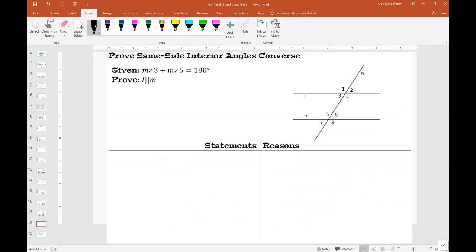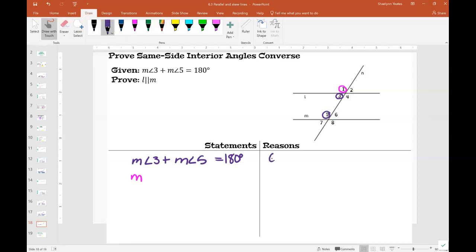All right, and we have one more proof to do. This is going to be same side interior angles converse. So this time our goal is to end with they are parallel. So we're given that angle 3 and angle 5 add to 180 degrees. So I know that the measure of angle 3 plus the measure of angle 5 equals 180 degrees. And I'm going to try and go through corresponding angles because why not? So I'm going to go from angle 3 to angle 1. So I know that the measure, oh, and that was given.